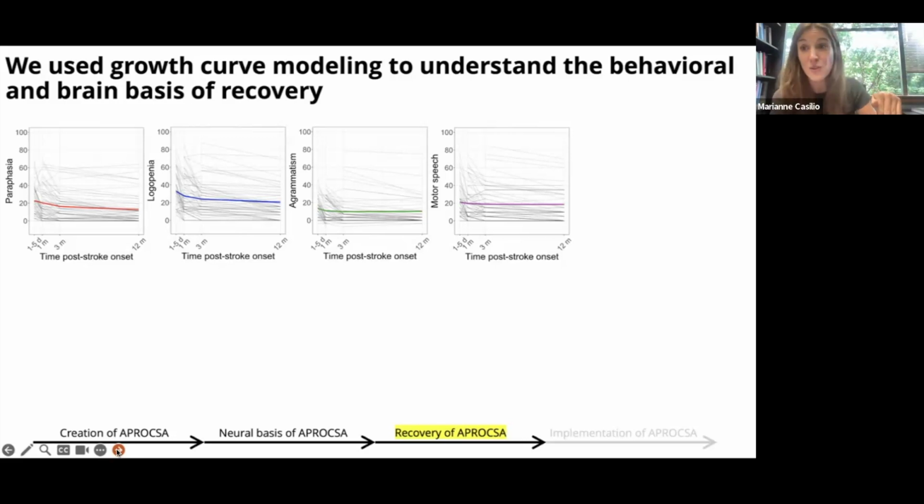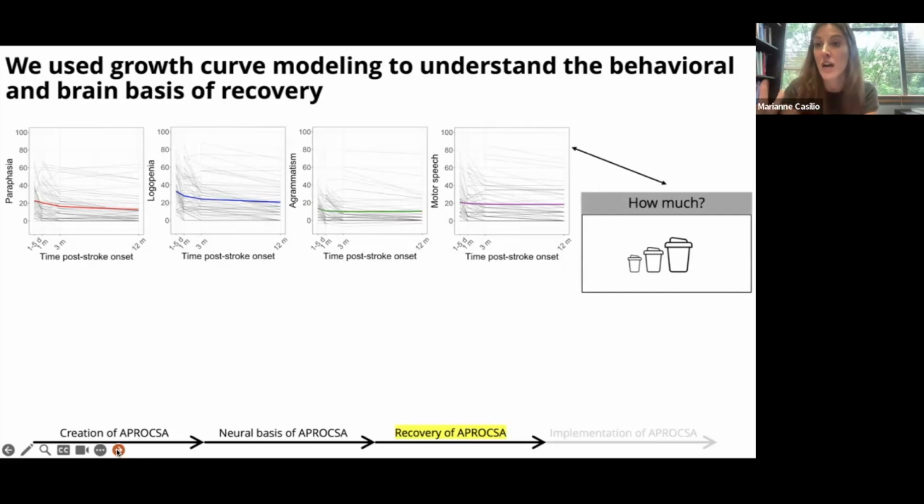Again, the dimension scores are on the y-axis, over time on the x-axis. The color lines are indicating the mean. The gray lines are actually showing each individual person. You can see that heterogeneity, that variability that we know so well in aphasia and in aphasia recovery. So we took those scores, and first we were interested in how to model recovery. How much did people recover across these different dimensions? I just used coffee cups and sizes as an example. My sister used to work at Starbucks, so we had a good laugh about this.